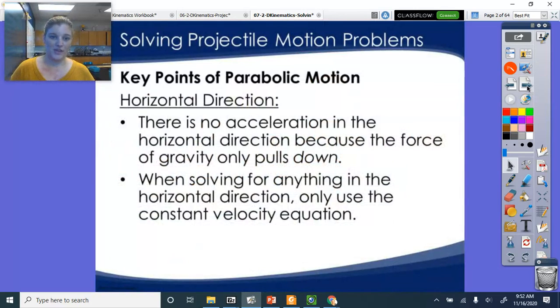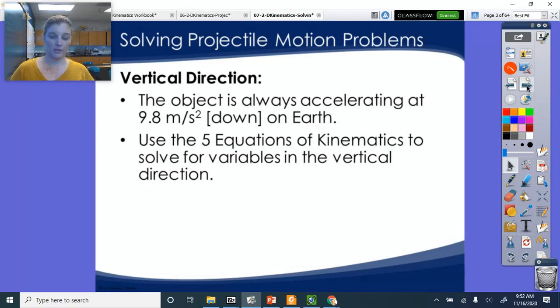And we have to remember that there are some key ideas of parabolic motion. In the horizontal direction, so along the x, there is no acceleration. Gravity is only pulling down, so that's your y going up and down. But in the x, we have a constant velocity, so we only need to use a constant velocity equation. In the vertical direction, though, we have that acceleration due to gravity, which is 9.8 meters per second squared down towards the Earth.